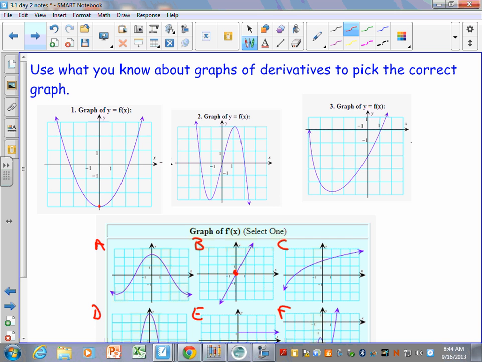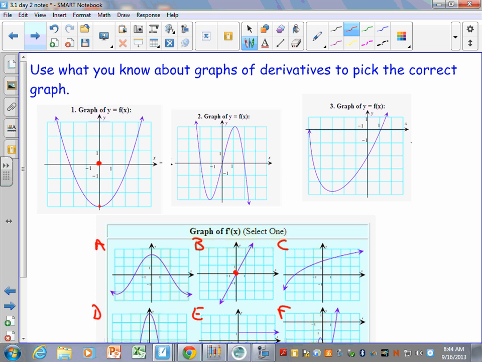So for me, the first thing that I do is I find where the zeros of the derivative are going to be. And where do the zeros show up on the derivative? At the turning points, when the slope is 0. So on this one, since it has a turning point right here, I know that my derivative is going to have to cross at 0. Because the slope is 0, right? So I'm kind of drawing in my slope graph on top of this one, okay?